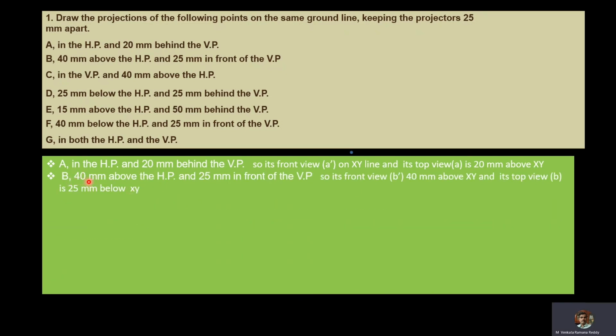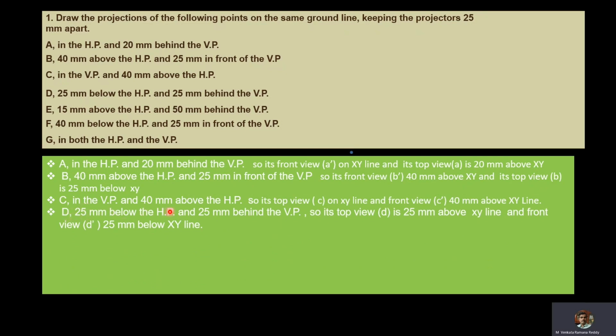Point B is 40 mm above the HP and 25 mm in front of the VP. That means the point is in the first quadrant. So its front view B dash is 40 mm above the XY line and top view B is 25 mm below the XY line. C in the VP, 40 mm above the HP. So its top view C is on the XY line and front view C dash is 40 mm above the XY line.